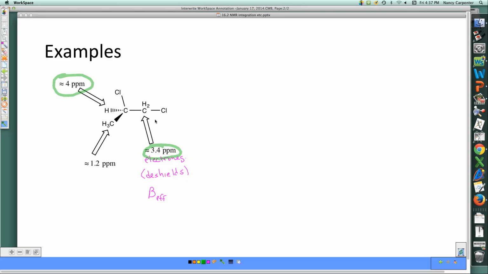And then compare these two guys. This is a methylene, this is a methine. They both have 1 chlorine attached to the carbon on which they're residing, but following that trend we talked about earlier, the methine is going to be further to the left, further downfield than the methylene.